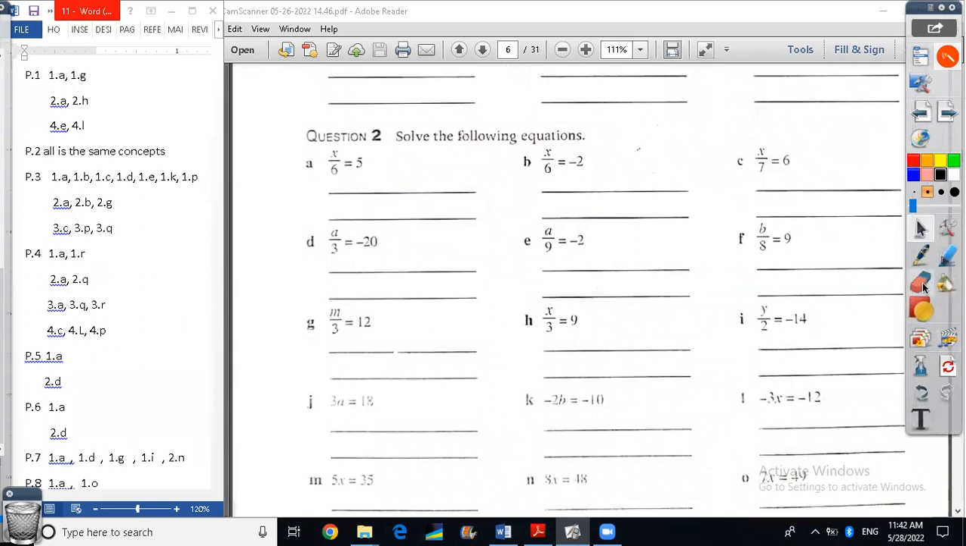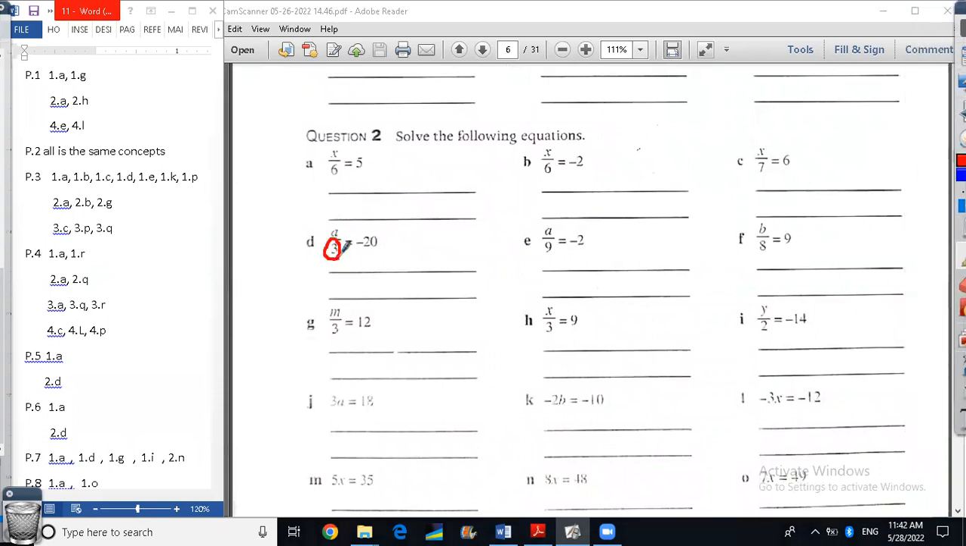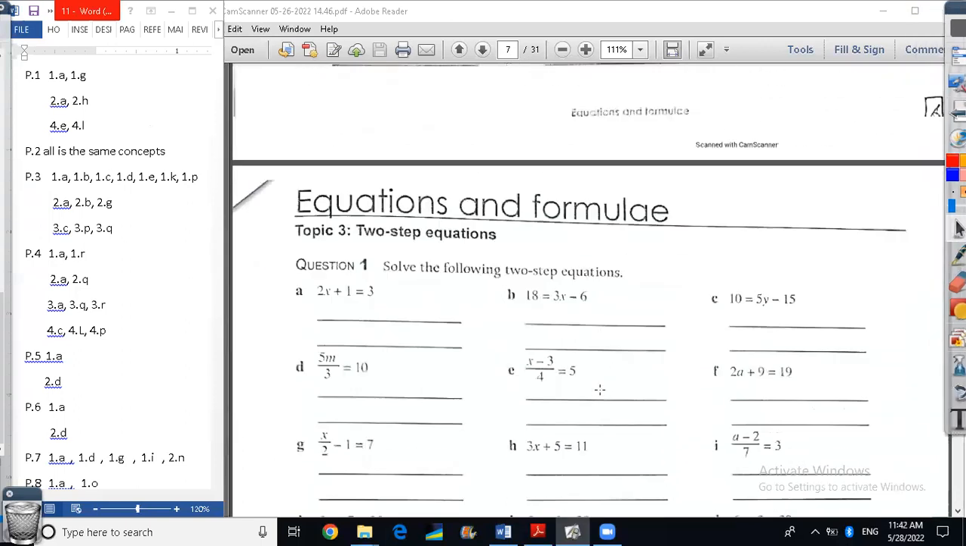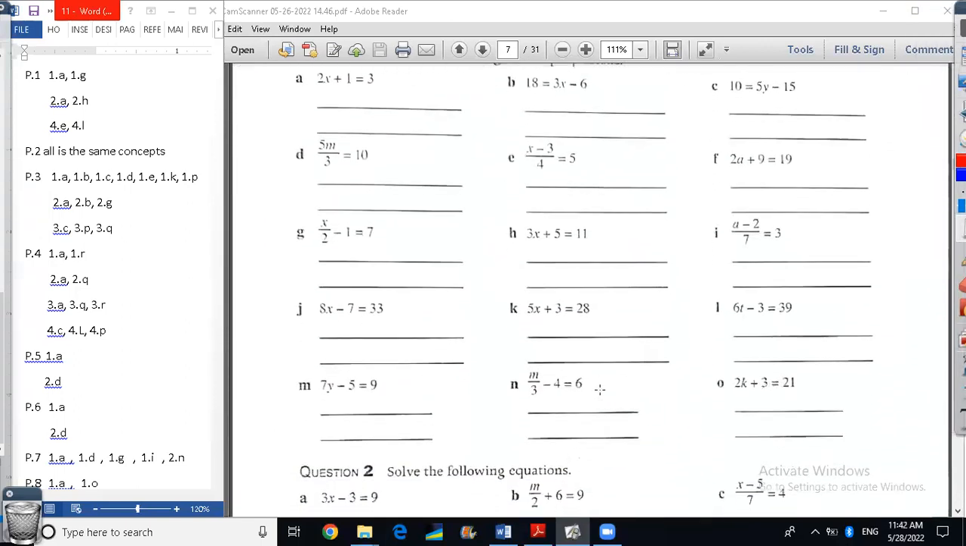All right. Here, to find a, we need to get rid of the 3. So we send it there. It's division, so it goes there, multiplication. So a equals -20 times 3, which is -60. That's it, -60. Okay, next page, page 7.